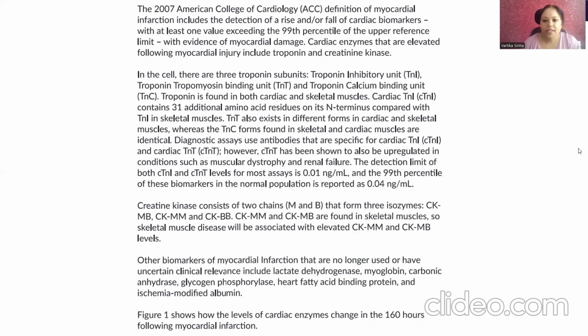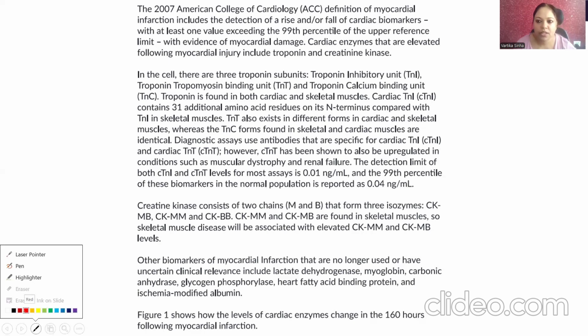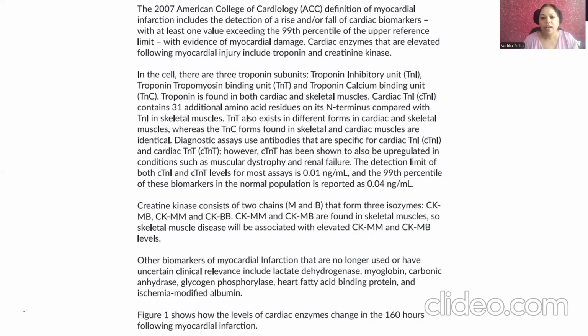Now, suppose this is a paragraph which is talking about the cardiac enzyme and the troponin and the tropomyosin. I think the students who are preparing for the MCAT particularly know about actin, myosin, and the troponin and tropomyosin supplements. So this paragraph is all about cardiac biomarkers, right?